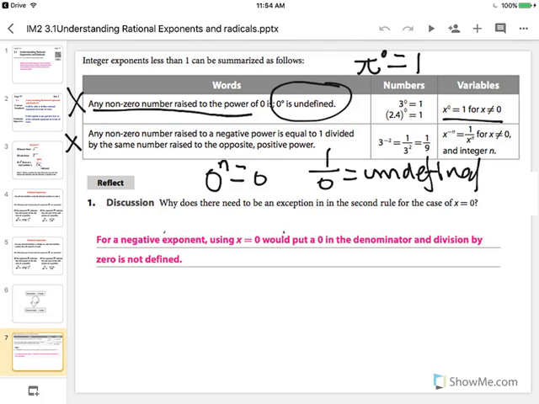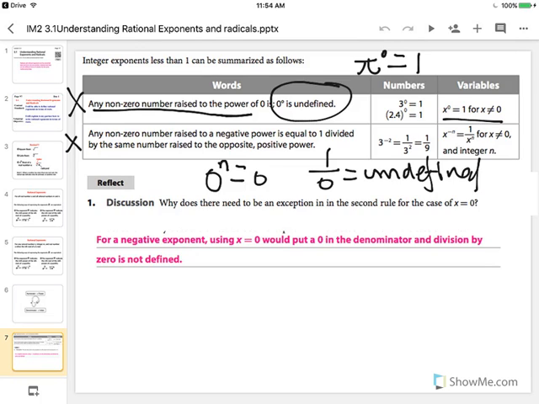Okay, and that also will answer your reflection question number 1: why does there need to be an exception for the second rule in the case that x is equal to 0? For a negative exponent, using x equal to 0 would put a 0 in the denominator, and division by 0 is not defined.